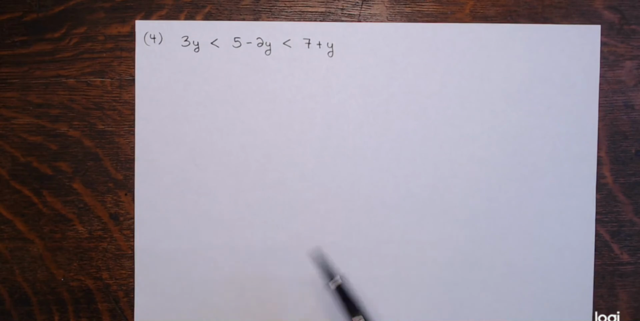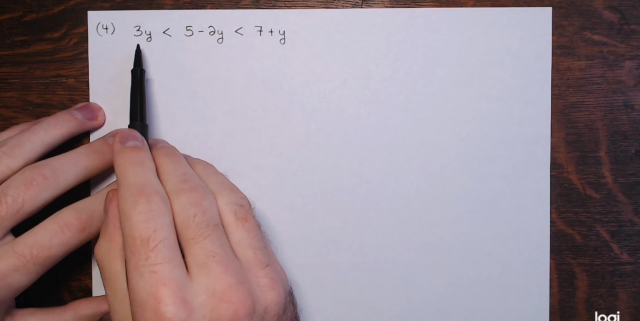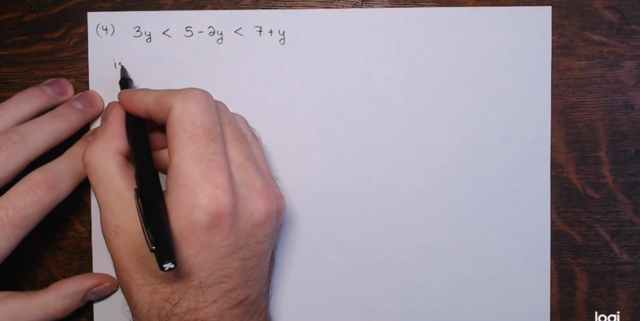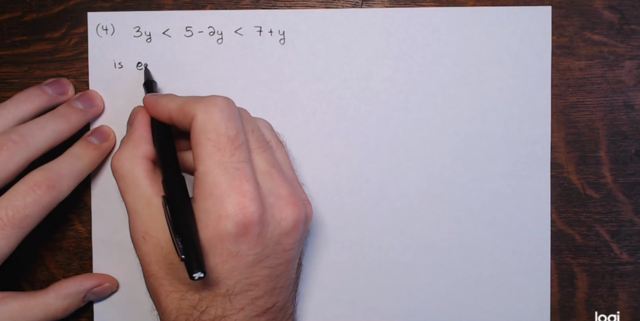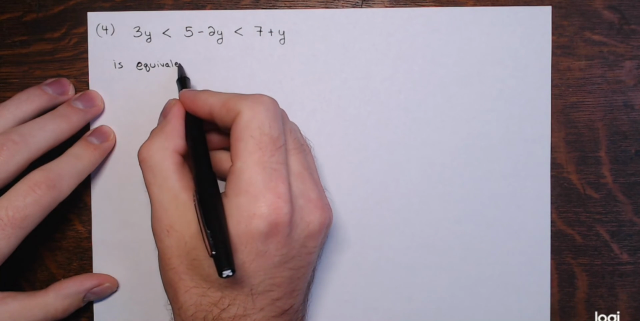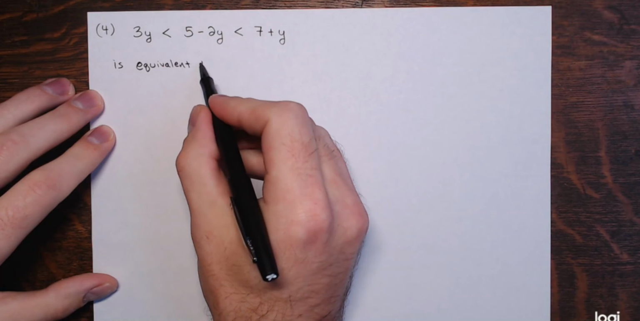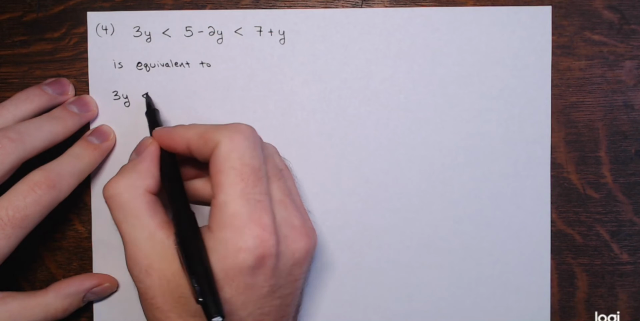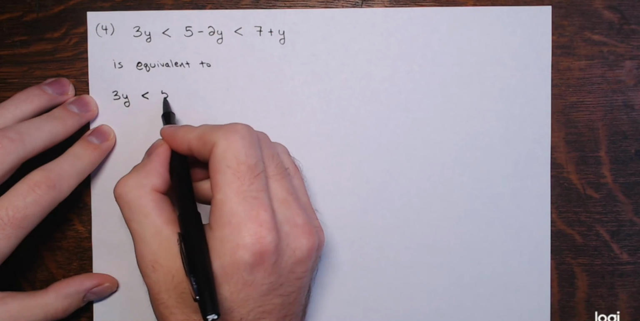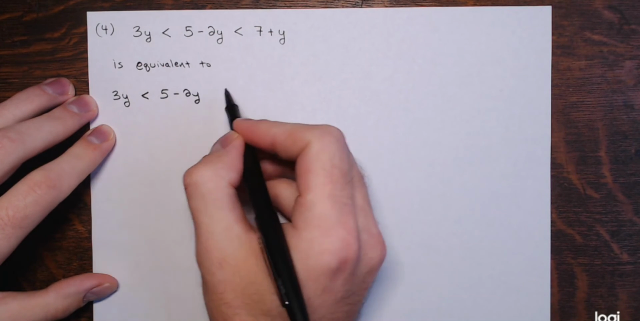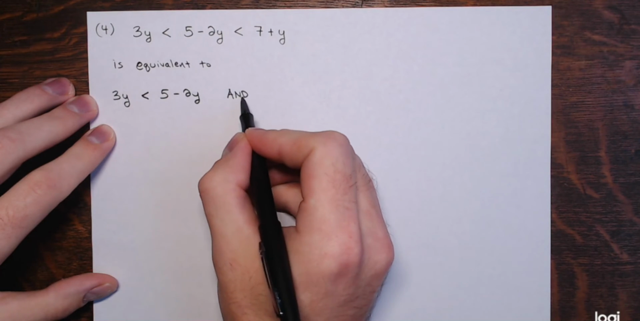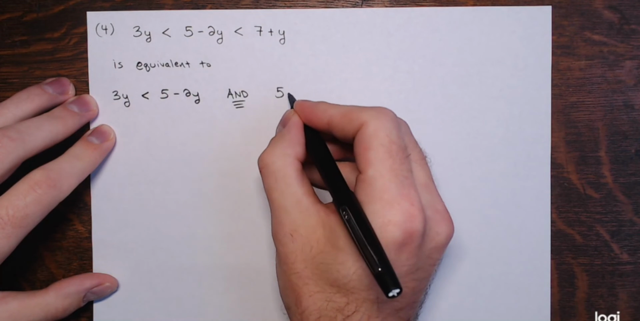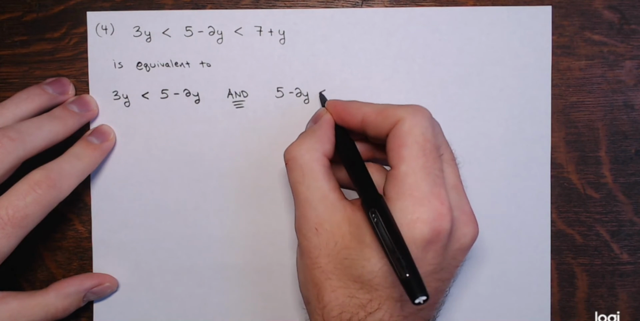All right, so one more of these connected inequalities. Once again, these connected inequalities are equivalent to an and inequality. Left inequality: 3y is less than 5 minus 2y, and the right inequality: 5 minus 2y is less than 7 plus y.